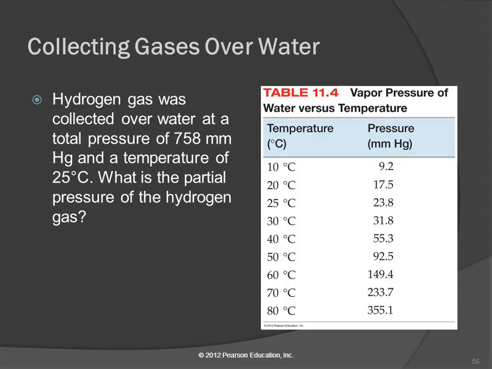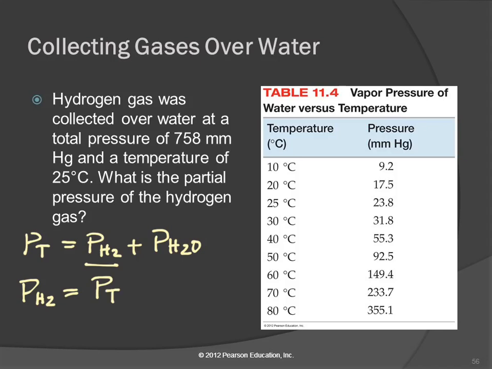Well, this is Dalton's law of partial pressures. The total pressure equals the pressure from the hydrogen plus the pressure from the water. Those are the two gases that are present. We want to know the pressure of the hydrogen gas. So we'll rearrange this equation. The pressure of the hydrogen gas equals the total pressure minus the pressure of the water.